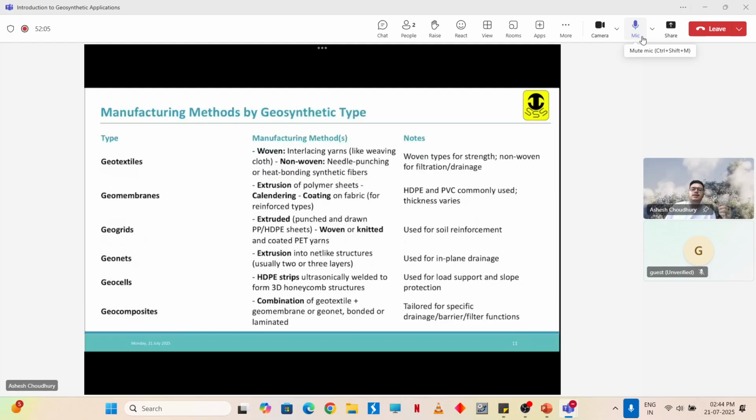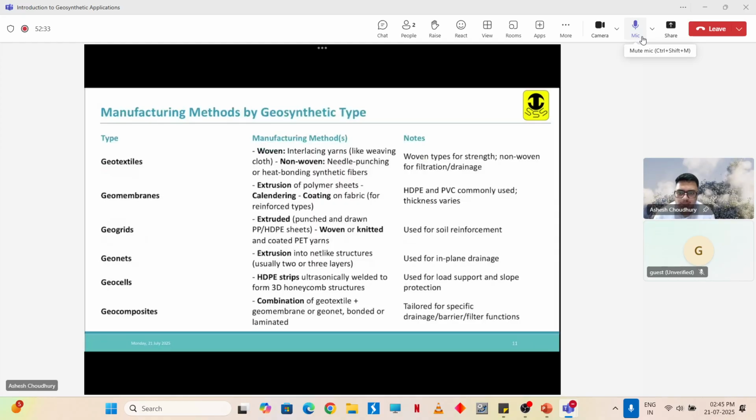So what I suggest is that, again and again I am saying, please go through that portion also. You go through the initial introduction, the materials, the polymer topic, and then the manufacturing topic. For the different types of geosynthetics, different manufacturing methods are used, and those are also given in detail in the book. So please go through the detail.